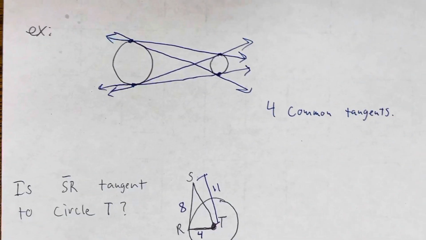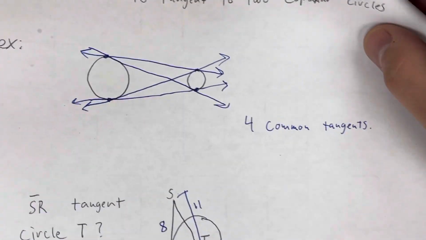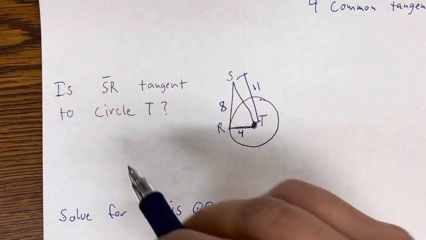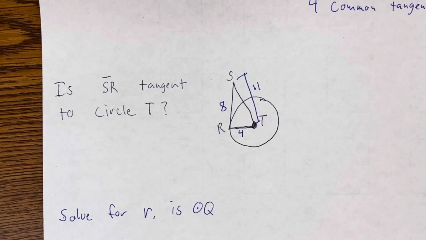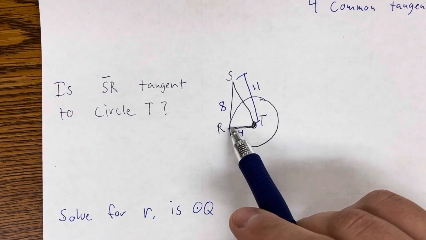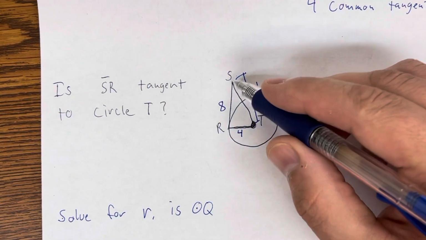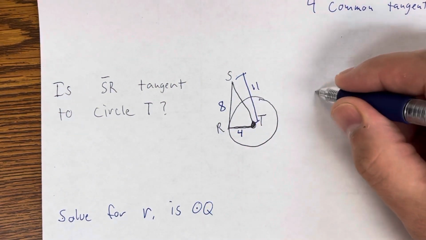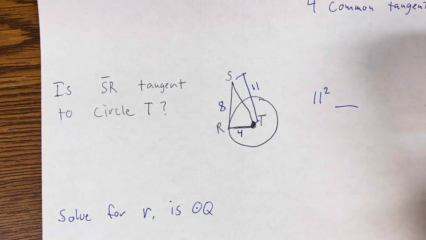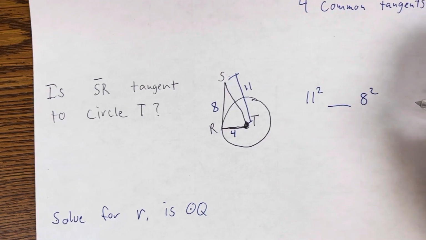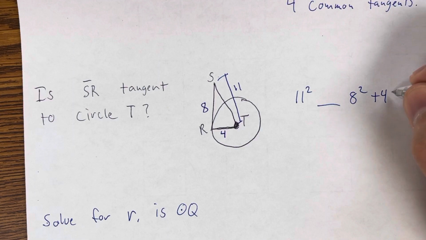All right, on the next part, we are supposed to determine if SR is tangent to circle T. So for SR to be a tangent to circle T, this angle R has to be a right angle. And for us to check that, we have to use the converse of the Pythagorean theorem. We have to see, is C squared equal to A squared plus B squared? So the hypotenuse, the longest side, has to be 11. Is 11 squared equal to 8 squared plus 4 squared?